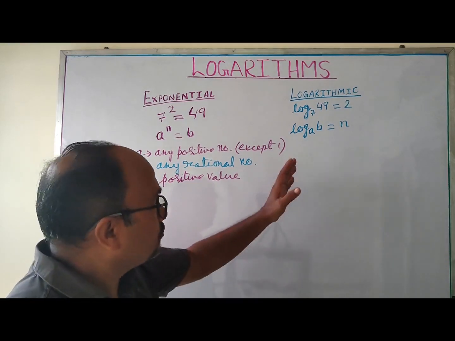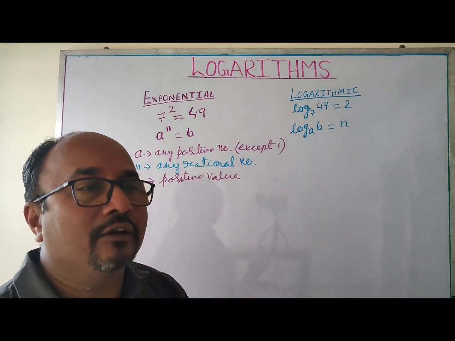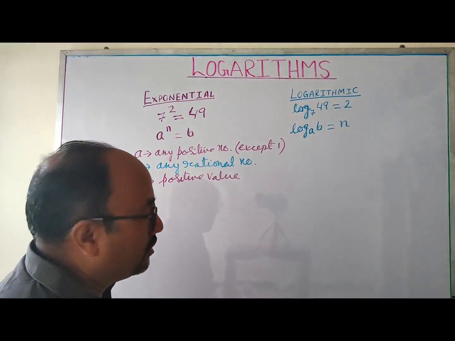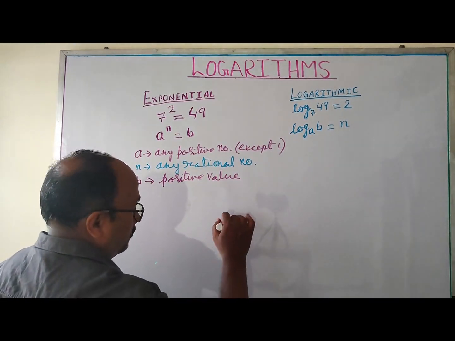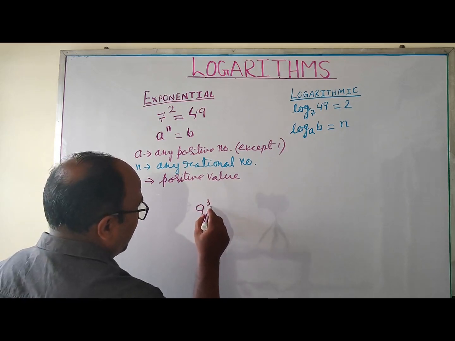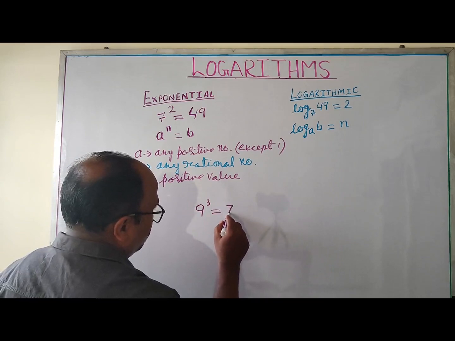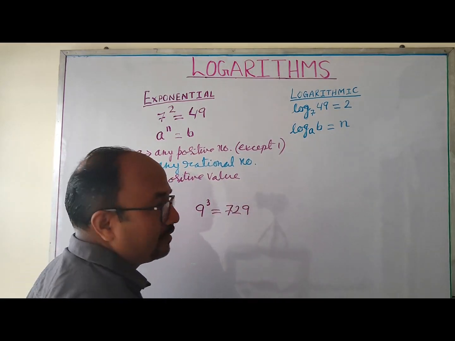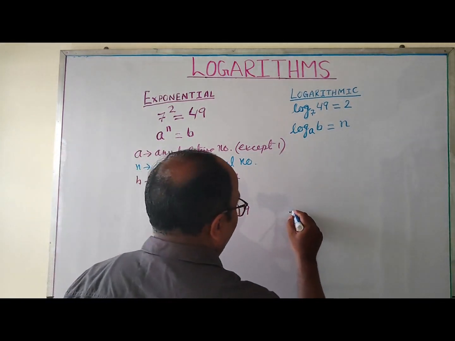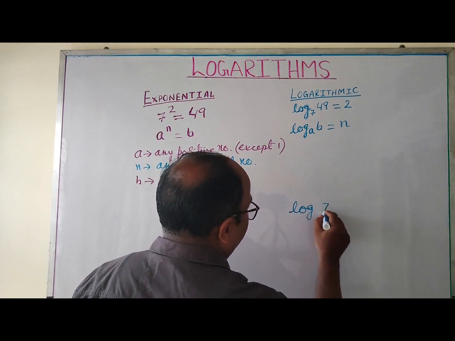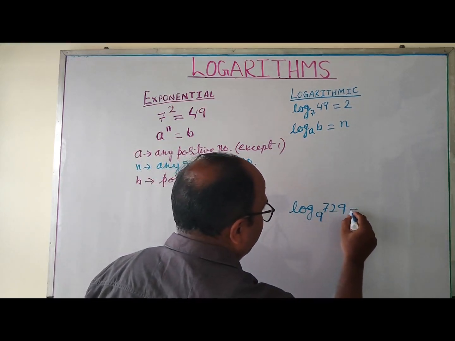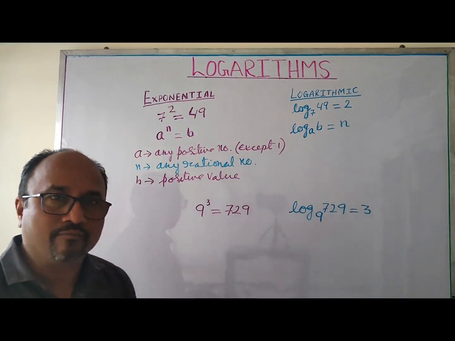Okay. So now let us take a look at one more number, just to clear how the conversion takes place. For example, now if I write here 9 to the power of 3, you know the value will be 729. Now if I convert that into the log form, so log of 729, because this is the value, the base will be 9 and the value will be 3.